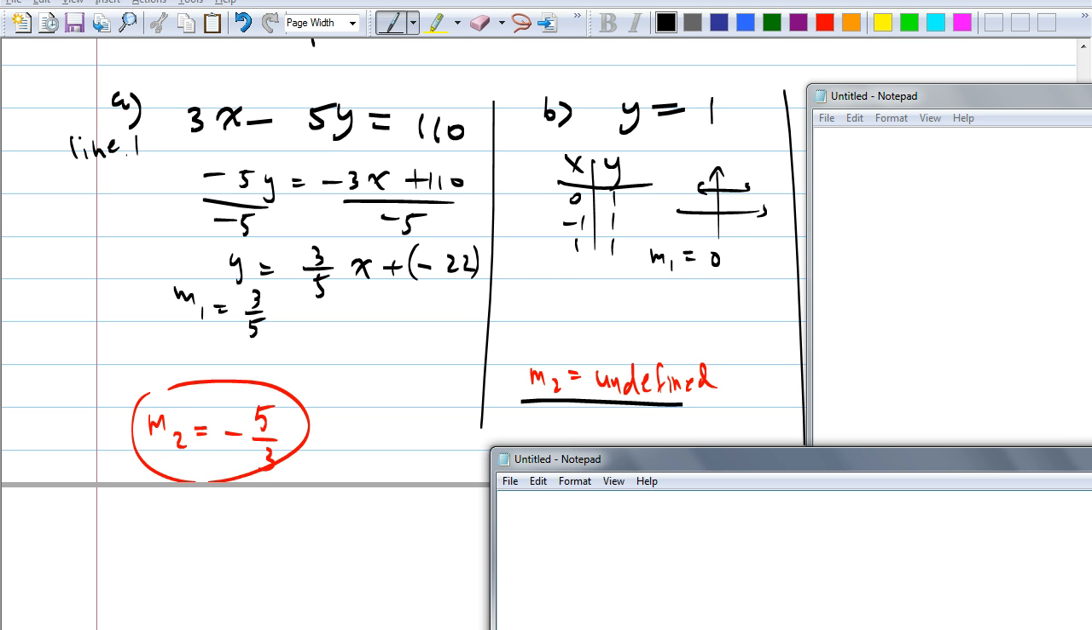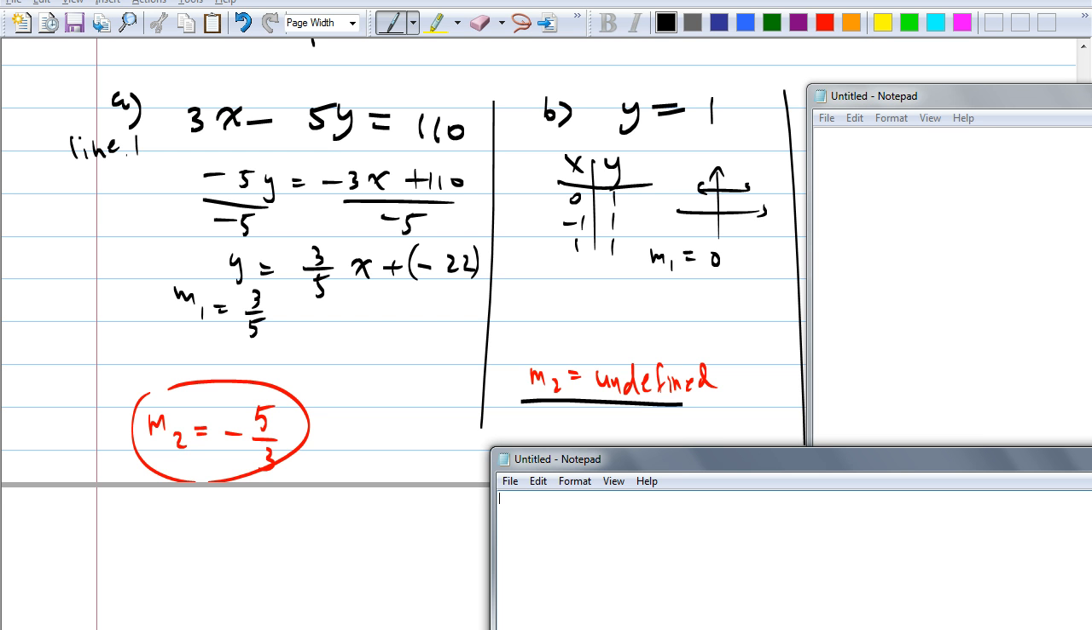No, the slope of a horizontal line is 0. And what kind of line has a slope that is undefined? Vertical line. Therefore, the slope of a vertical line is undefined. That's why. Does that make sense? Because if you get an equation y equals 1, you get a horizontal line, right? So we need a vertical line so that they're perpendicular. And we know that the slope of a vertical line is undefined.